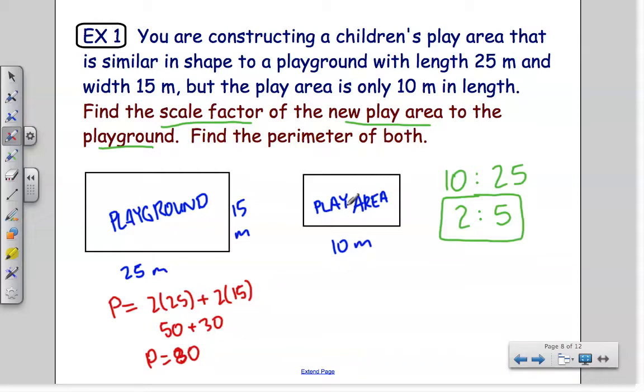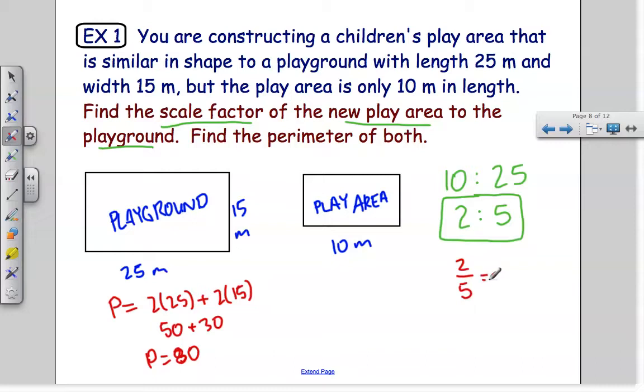The perimeter of the play area, I don't know yet. But since this is the ratio of the sides, or the scale factor, I know that that should be the same ratio as the perimeters. Now, play area to playground is 2 to 5, and that's the same ratio as the perimeters. The perimeter of the playground was 80, and that's the bigger number, so the 80 goes with the larger number, which is on the bottom. I know the perimeter of the playground, but not the play area. That'll be my x. And let's cross multiply from here.